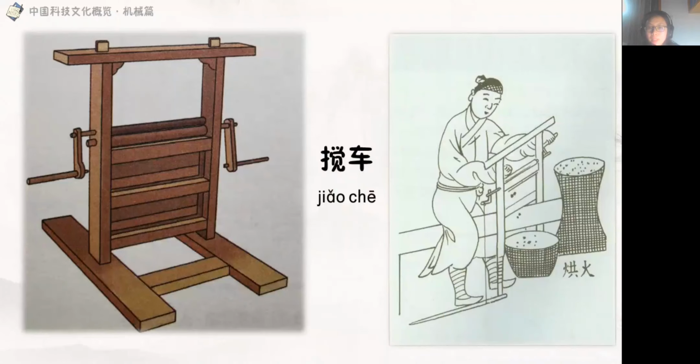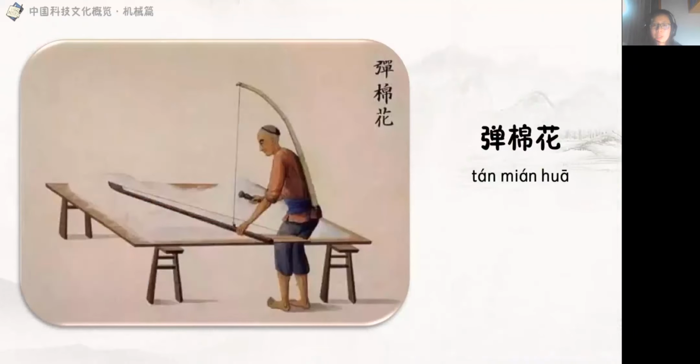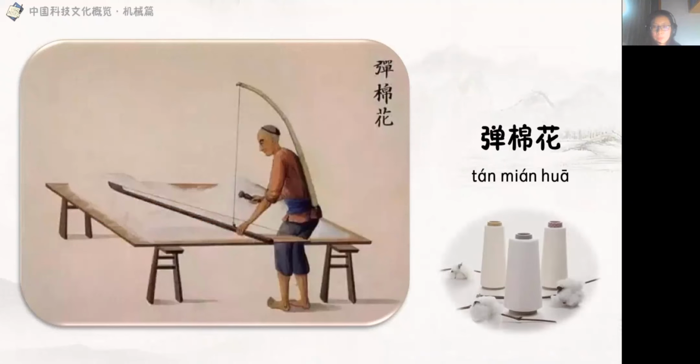After we get the cotton fibers, we have a step called 弹棉花. This step can make the cotton very soft, which can keep us warmer. But how to get a cotton thread? When we have this soft cotton, how to make it become thread?